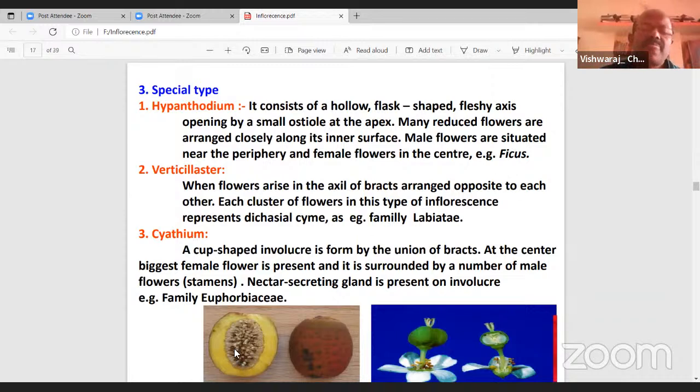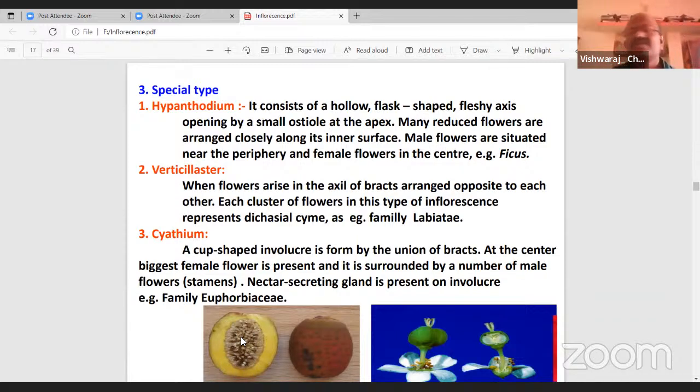Anjir, Ficus. In this Ficus, it consists of hollow parts. The inner side is hollow, flask-shaped, fleshy. In Ficus or anjir, it is a fleshy structure, and many reduced flowers are arranged in this fleshy structure.